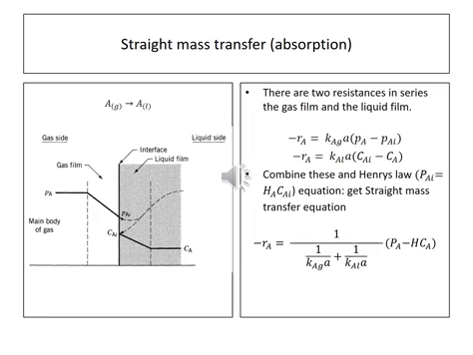The diagram summarizes the phases that are there. Basically we have the main body of the gas, we have the gas film, we have the liquid film, then we have the bulk liquid side. And there are two resistances here, the gas film and the liquid film. And these are the equations showing the rate at which A will be transported between these two films. Combining this with the Henry's law equation gives us the rate equation for straight mass transfer, and that's the equation represented at the bottom.